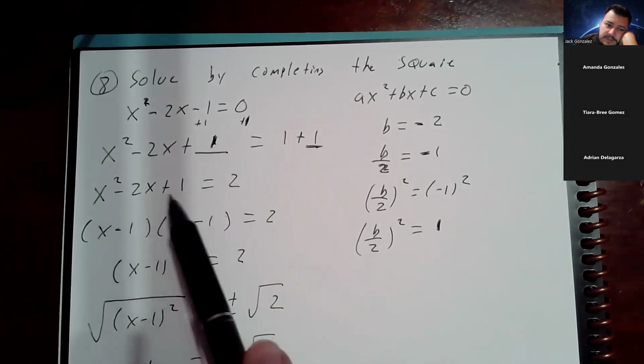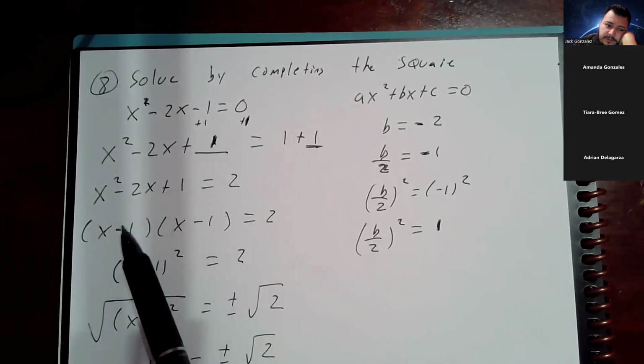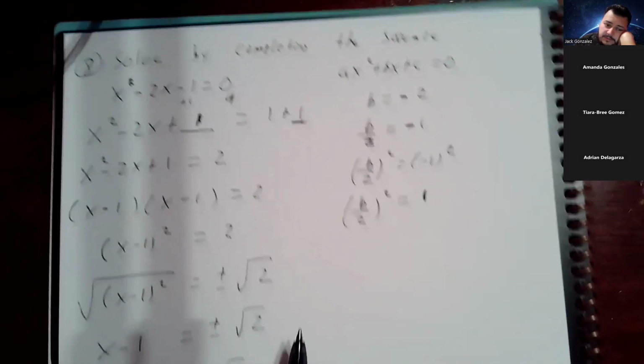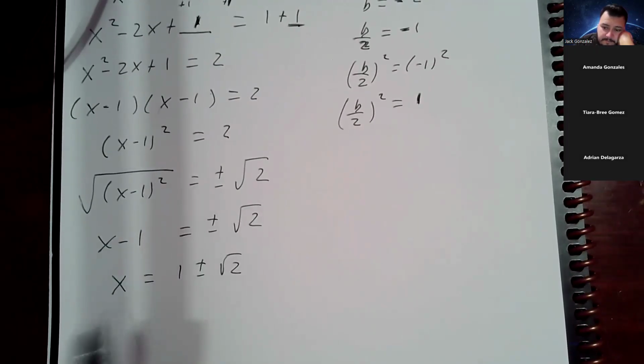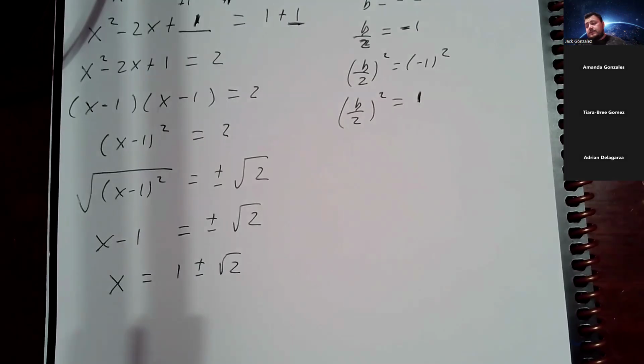So this factors as a perfect square. And this is what we mean by perfect square. X minus 1 squared. Once it's ready, we square root both sides and we end up here. Are there any questions on number 8?